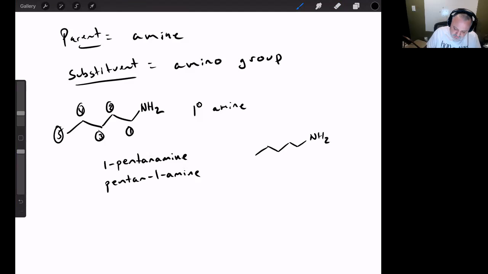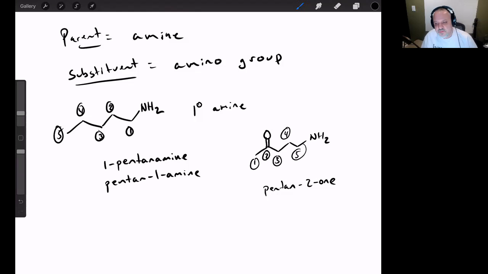Let's take that same thing and let's make it a ketone. And so now all of a sudden the amine is not the priority group. Now it's a substituent. It's still 5 carbons long, so it's still going to be a pent of some type. But now the numbering is different because the priority group becomes the carbonyl group. So this is pentan-2-one or 2-pentanone. And it has an amino group at the 5 position, so it's 5-amino pentan-2-one or 5-amino 2-pentanone. Remember, there's dashes in between numbers.